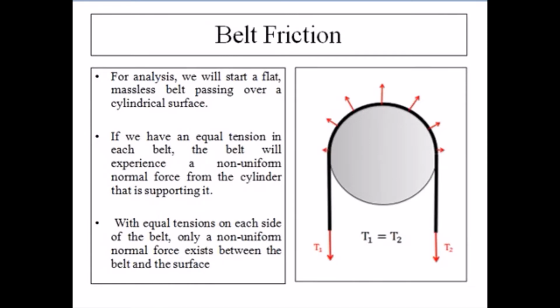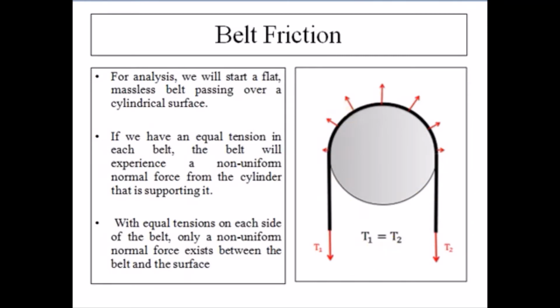Now getting back to the details, we are moving to the analysis part. We will start with a flat massless belt passing over a cylindrical surface. So this is a cylindrical surface. To understand the concept, I am giving this example. This is a cylindrical surface and there is a belt which is kept over it.